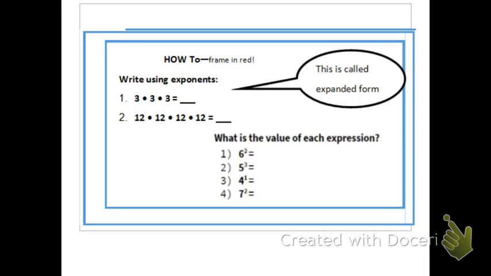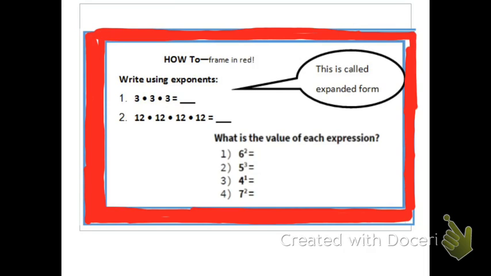All right, so this is the next part. This is our how-to with exponents. So we're going to frame it in red. So if you'll grab your red. This is where we're going to talk about how to work with exponents. And there are a couple of things that we're going to do with it. So the first one says write using exponents.